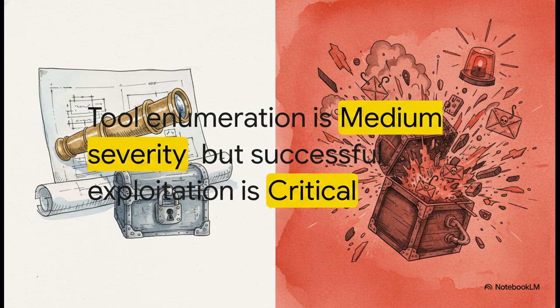I mean, think about it. A model with an exposed send email function can be weaponized in seconds to blast out phishing messages. You have to make sure you report the true value of these findings accurately.